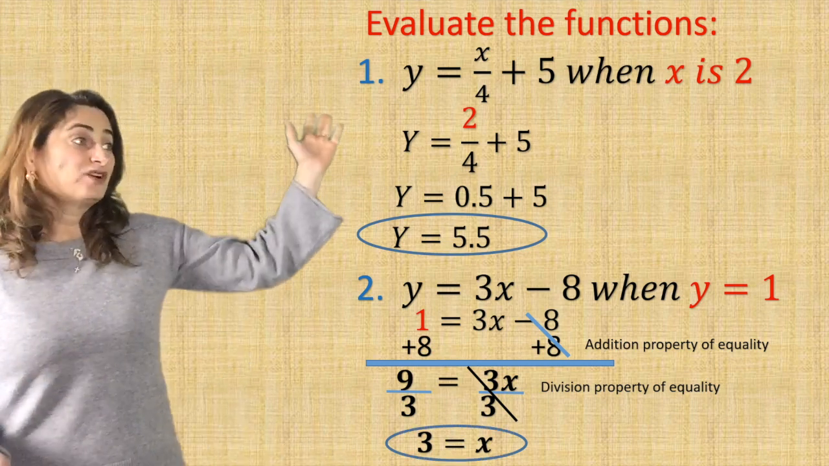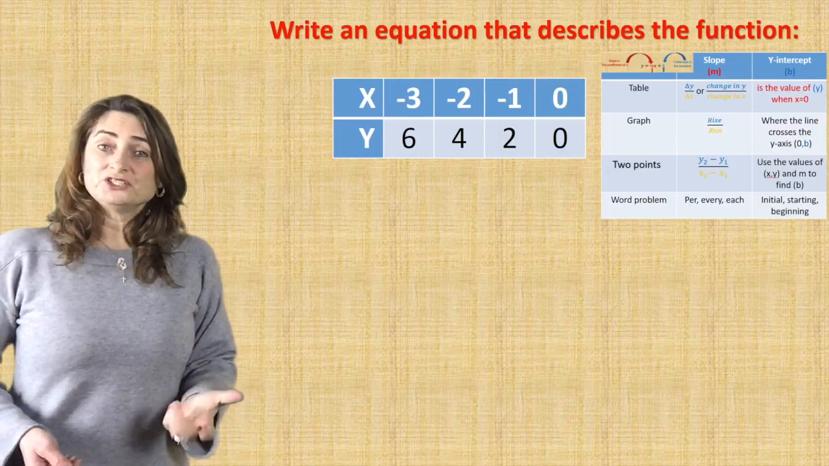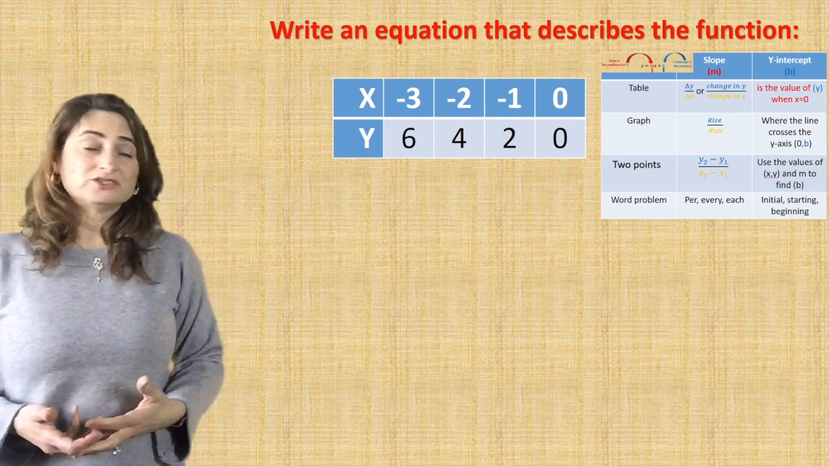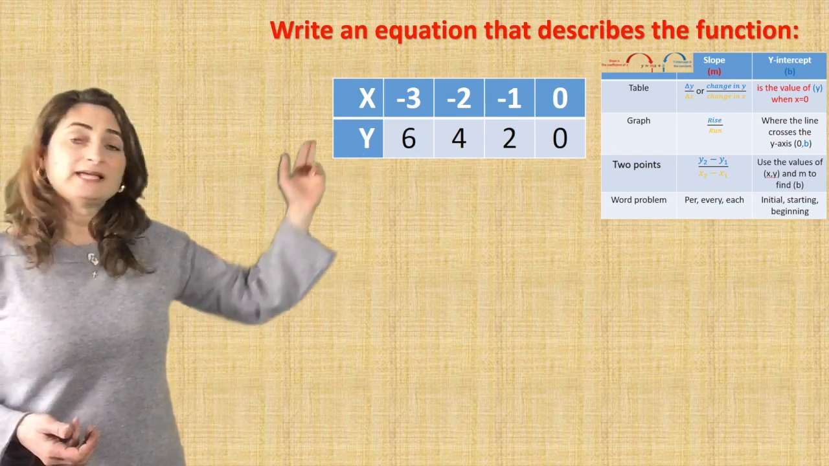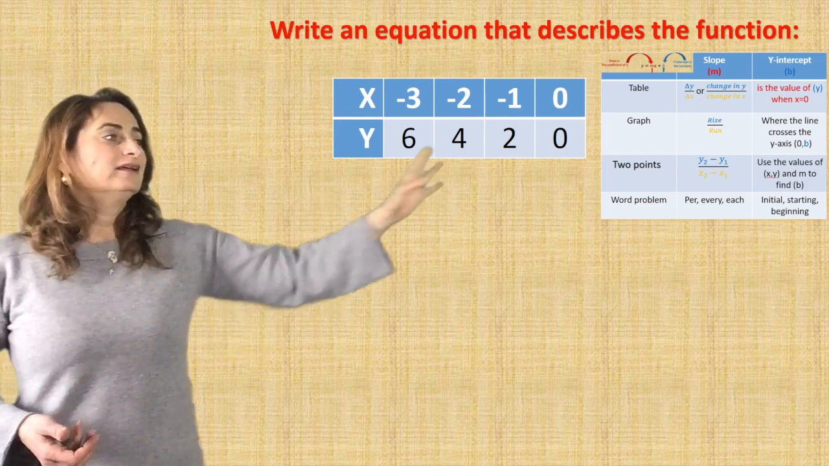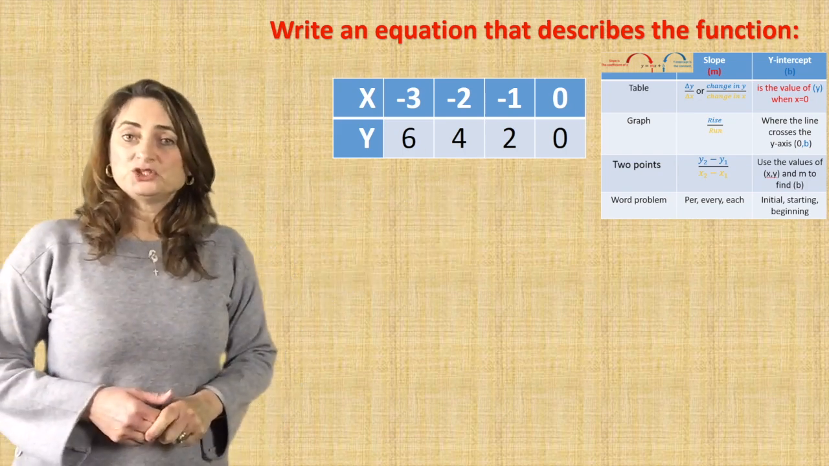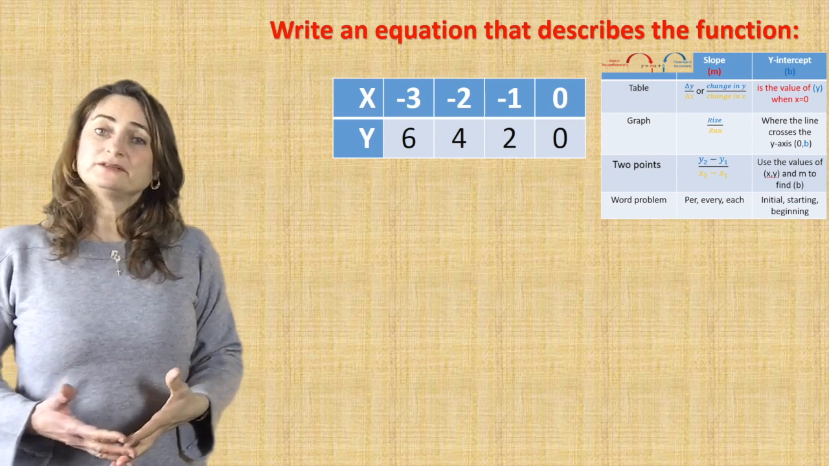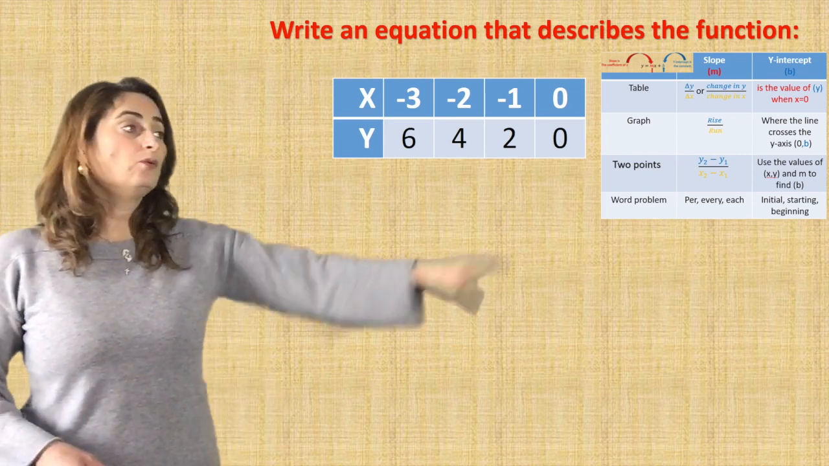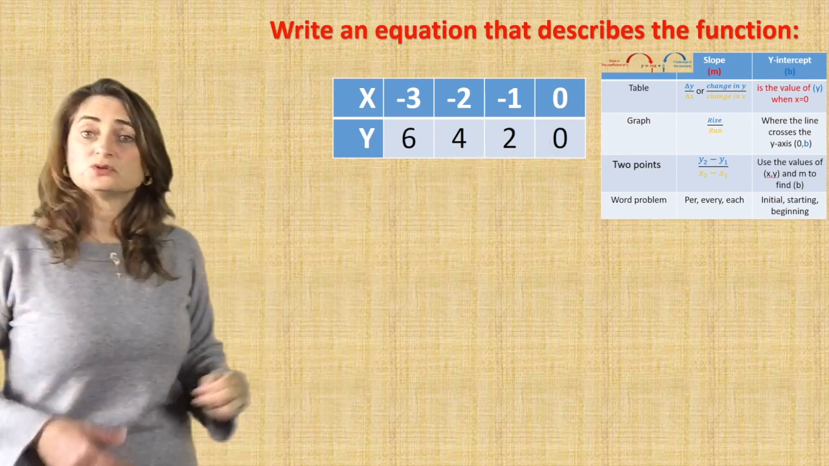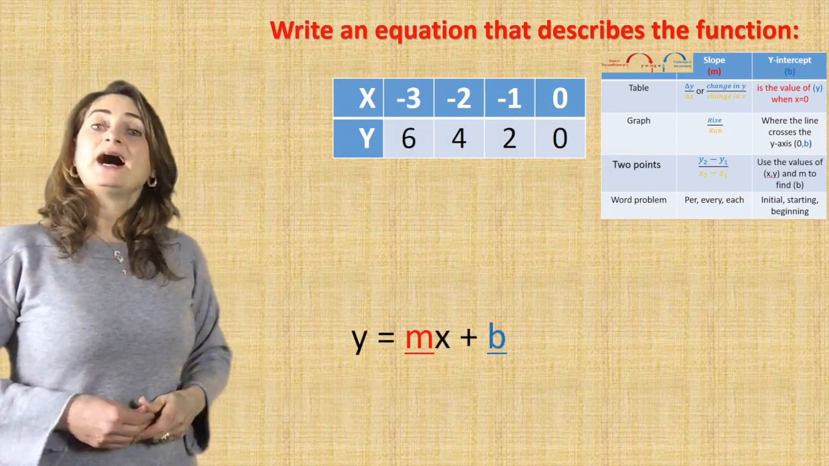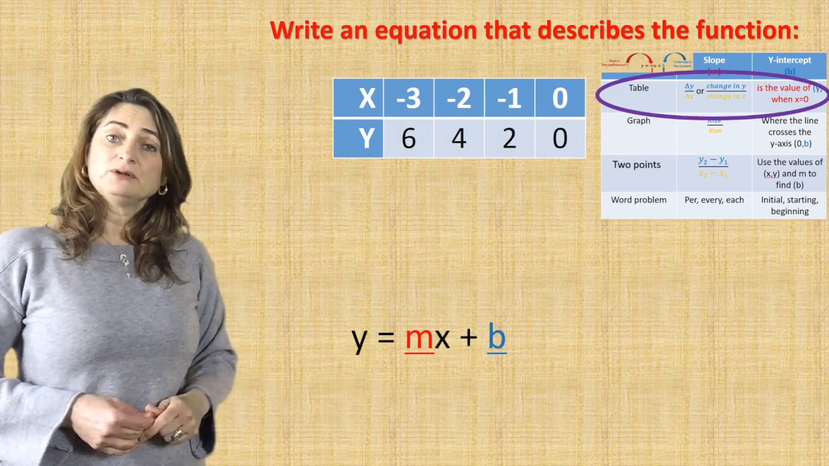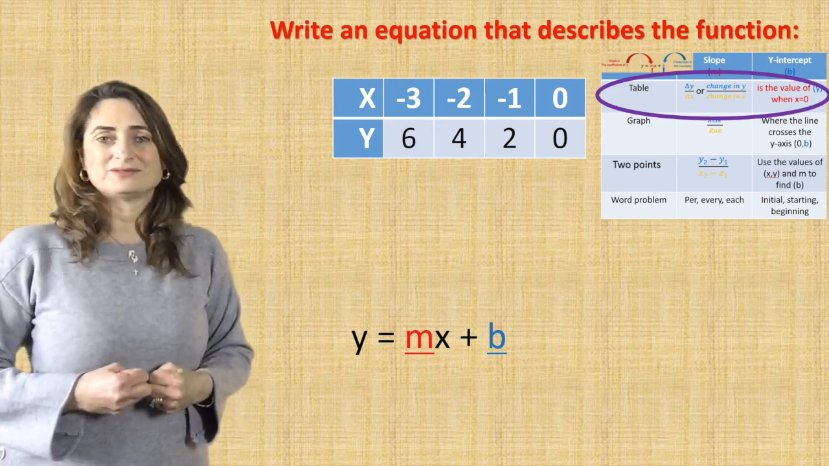Now, let's write an equation that describes the function. I'm writing a linear equation for this table that relates x and y. There are different ways to find the slope and the y-intercept, and one of them is from a table. To write the equation y equals mx plus b, I need to find the slope from the table and I need to find the y-intercept from the table.